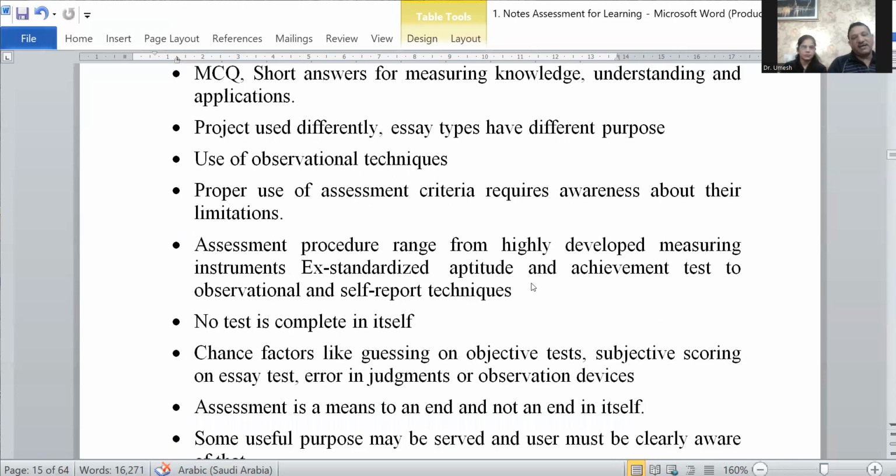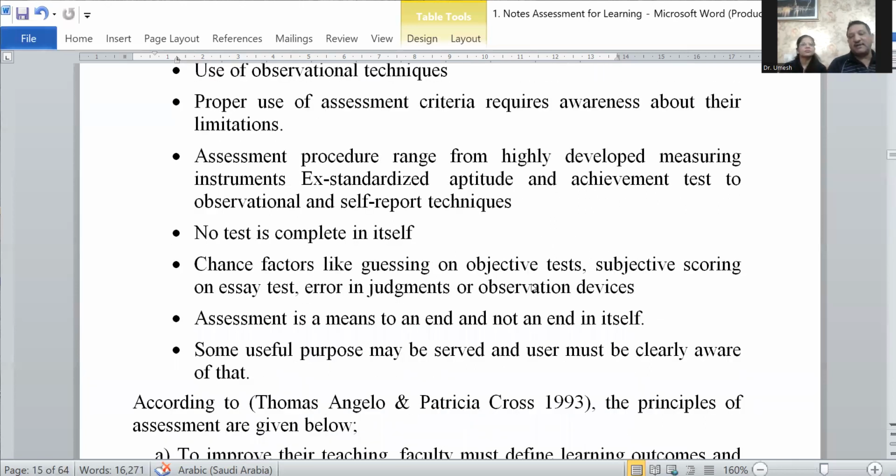अगला हम जानते हैं कि इसमें एक ये भी एक कैरेक्टरिस्टिक, नो टेस्ट इज कंप्लीटेड इन इटसेल्फ. हम ये कहें कि कोई भी टेस्ट है जो बच्चे का पूरा आकलन कर देगा, ऐसा संभव नहीं है. Chance factors like guessing on objective tests, subjective scoring on essay tests, error in judgments or observation devices. Assessment is a means to an end, not an end in itself. Some useful purpose may be served as the user must be clearly aware of that.